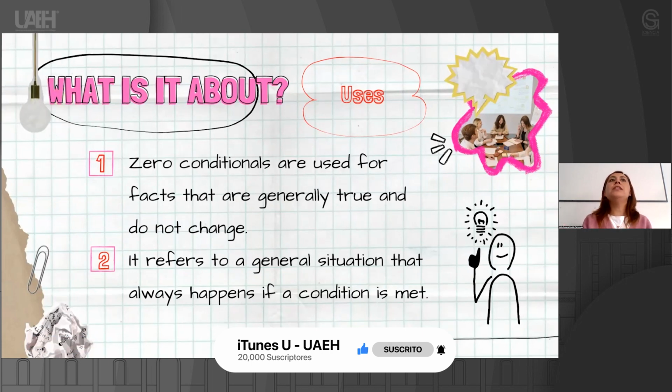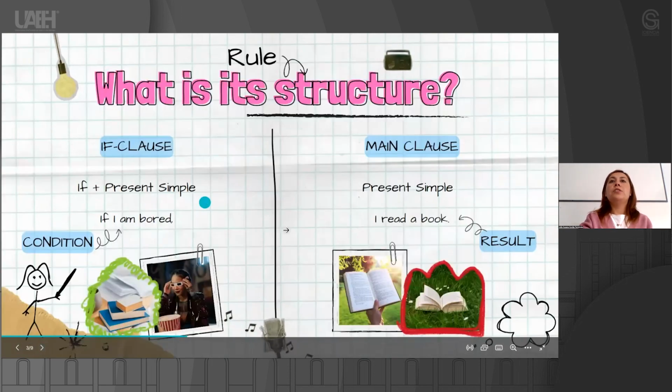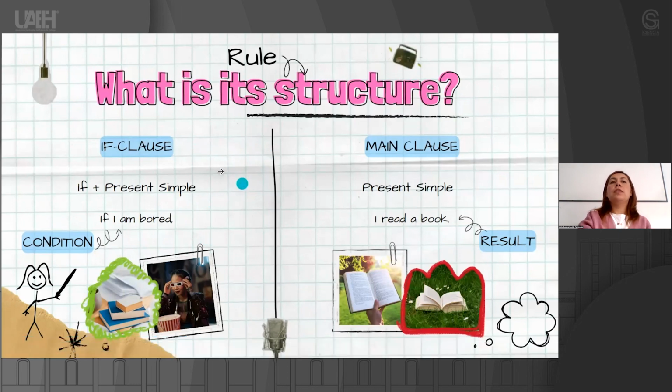So the zero conditional has two parts of a sentence. One is the main clause, and the other one is the if clause, as you can see here. So the structure, the first one is the if clause, that the rule is the word if plus a sentence in the present simple. This is the condition, so this is not complete. The other part is the main clause, that is a sentence in the present simple, and this stands alone. You can understand this sentence if it is alone.